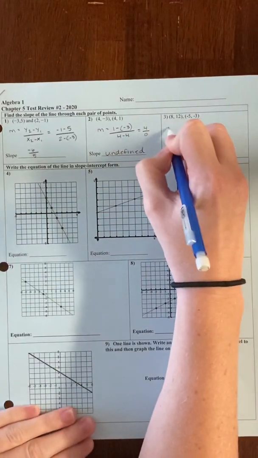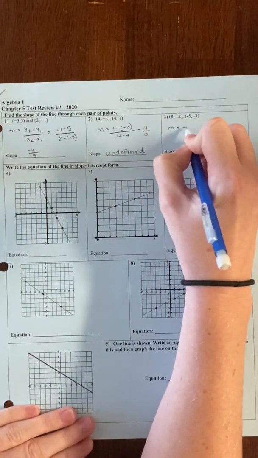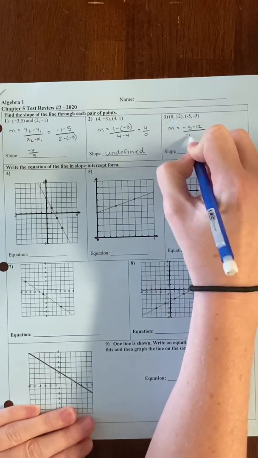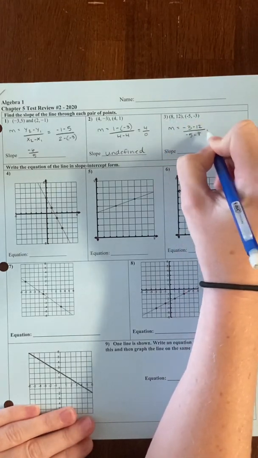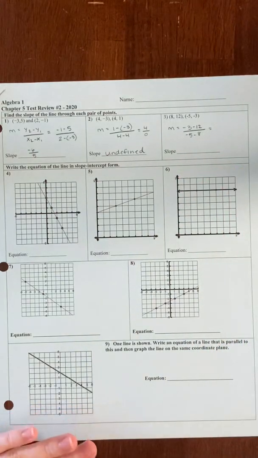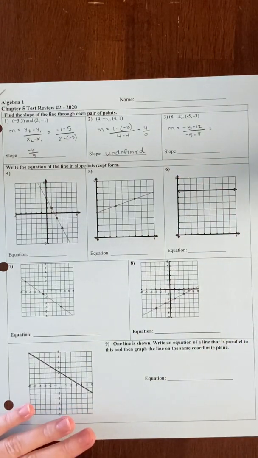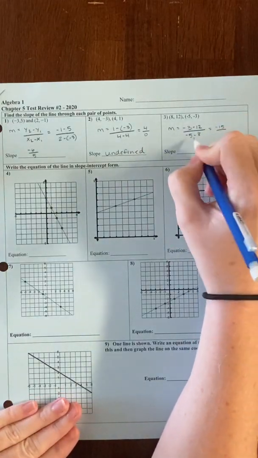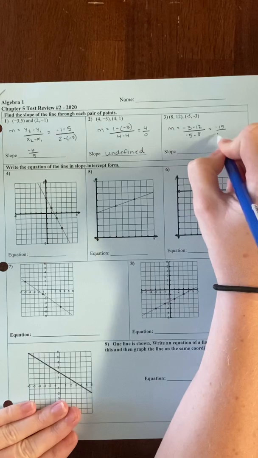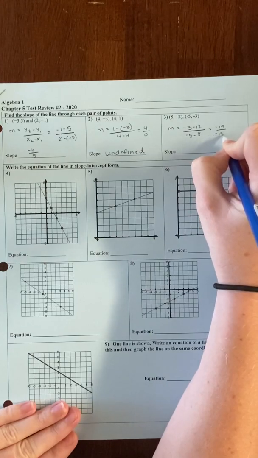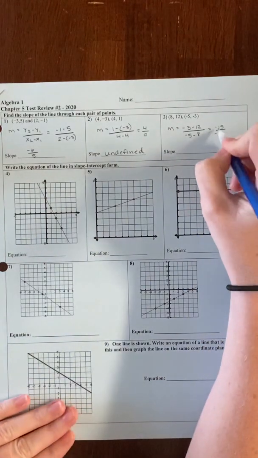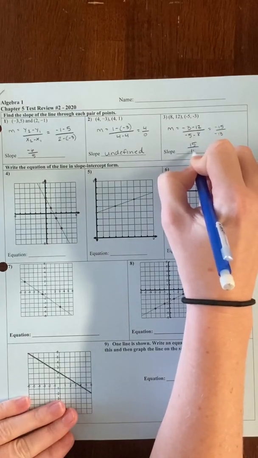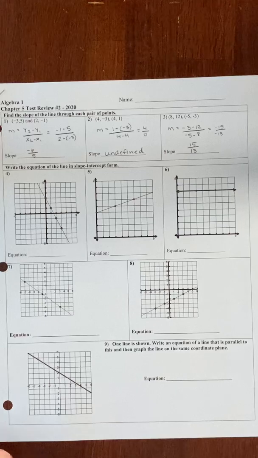Okay, the third one here, again, is finding slope. So we'll have negative 3 minus 12 over negative 5 minus 8. So negative 3 minus 12 is negative 15. And negative 5 minus 8 is negative 13. And remember, we don't want to leave a negative over a negative, so we'll change that to be positive 15 over 13.